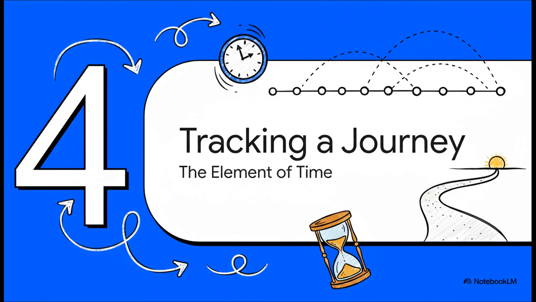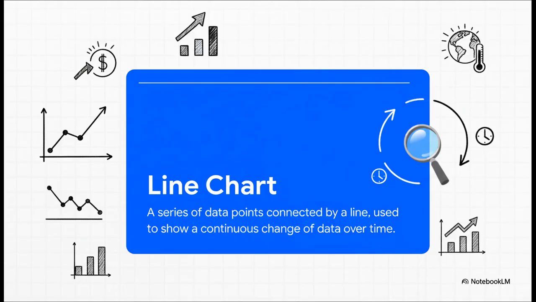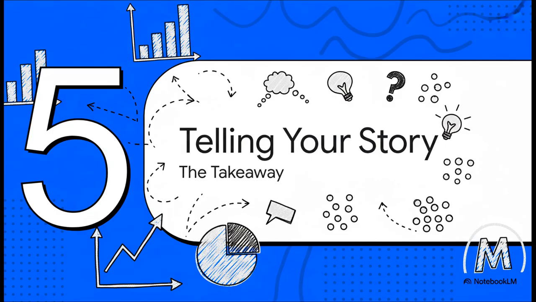Okay, so everything we've looked at so far has kind of been a snapshot in time. But data isn't always static, right? Things change, they evolve. And for that, we need to bring in the most important element of all, time. And when you're talking about time, the line chart is king. It's the master of showing trends. It literally connects the dots to draw the journey of your data over a period of time. It's perfect for tracking things like stock prices, monthly sales, or global temperatures. With just one look, you don't just see growth or decline, you see the pace of that change. A steep line? That's rapid change. A flat line? Stability.